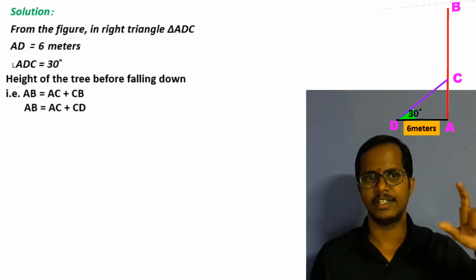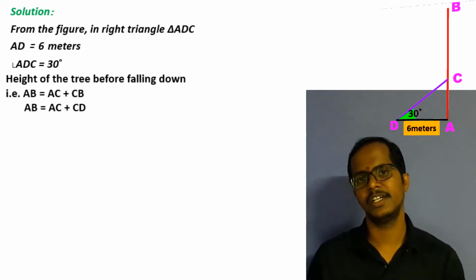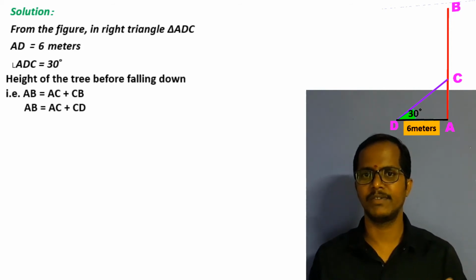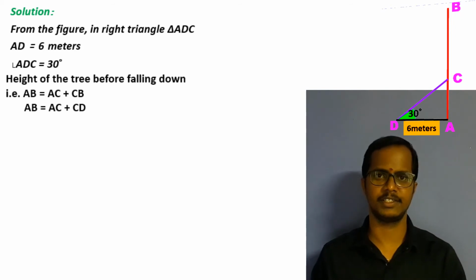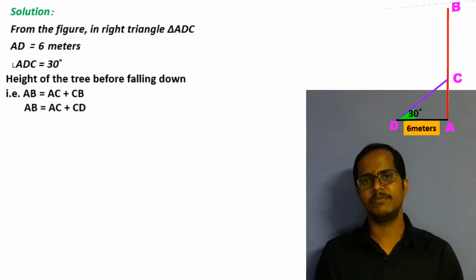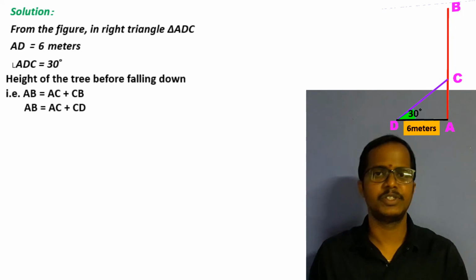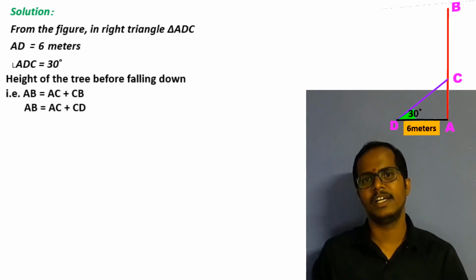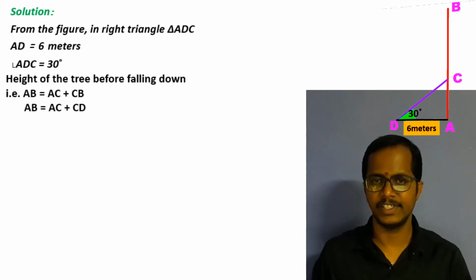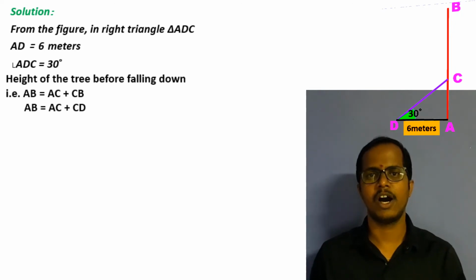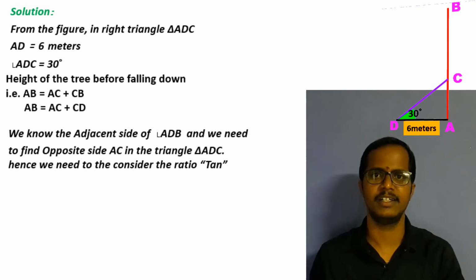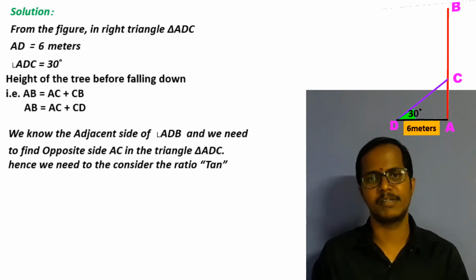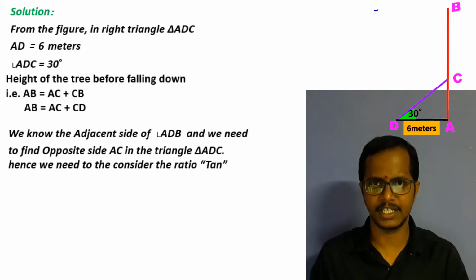Let us first find out the length of AC, which is the opposite side to the given angle 30 degrees, and we have the adjacent side to the 30 degrees, that is AD, 6 meters. Can you guess which trigonometric ratio is suitable in this situation? Here we have the adjacent side for the given angle, and we need to find the opposite side. Hence we need to consider the ratio of opposite side to adjacent side. That is nothing but the tan trigonometric ratio. Let us take the tan ratio.